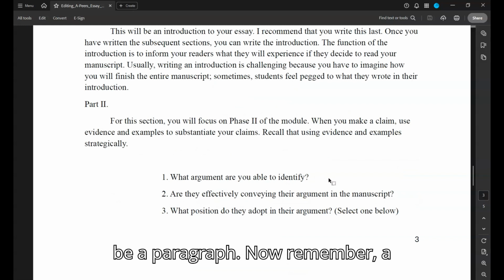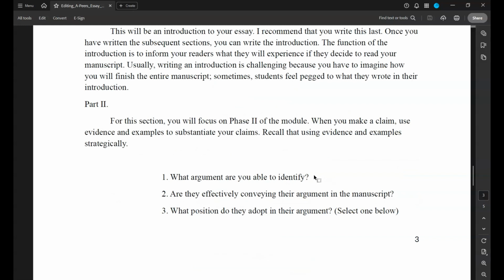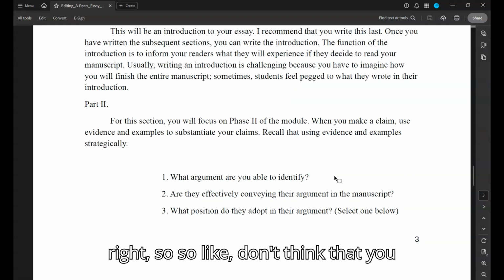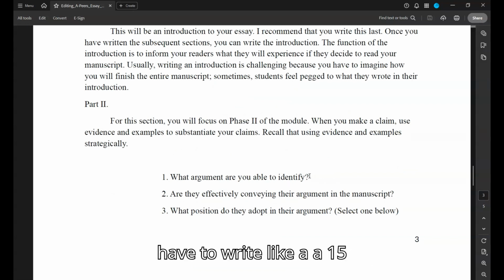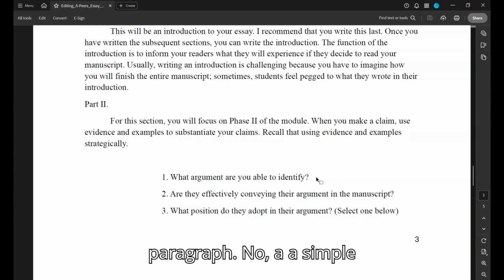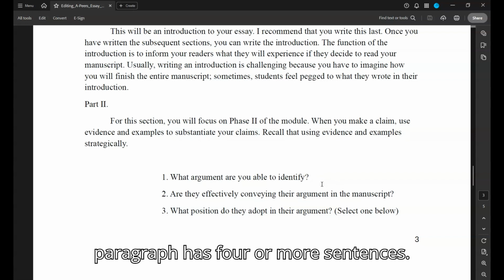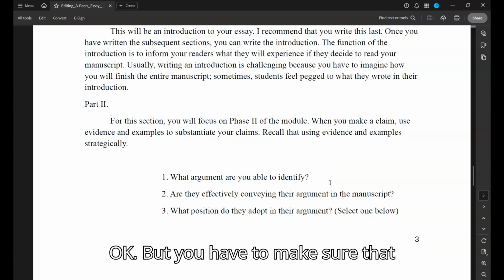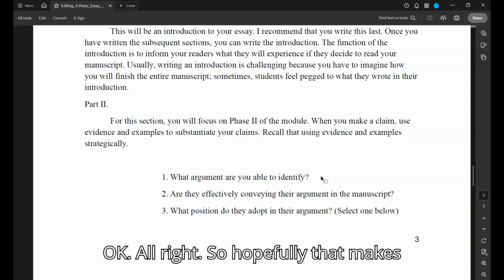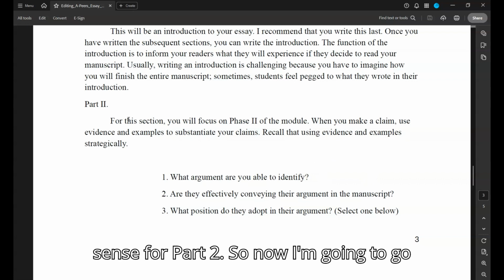Now, remember, a paragraph is comprised of 4 sentences or more. Don't think that you have to write a 15 line paragraph to pass as a paragraph. A simple paragraph has 4 or more sentences, but you have to make sure that they're well structured, well worded, and well punctuated. Hopefully that makes sense for part two.